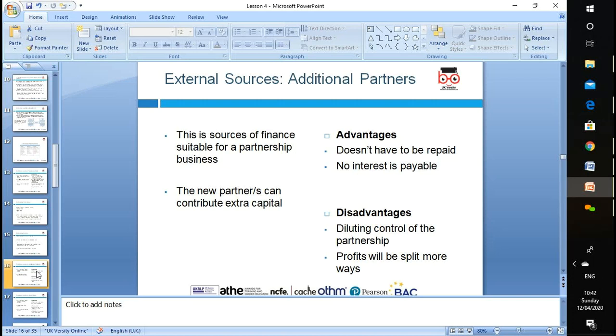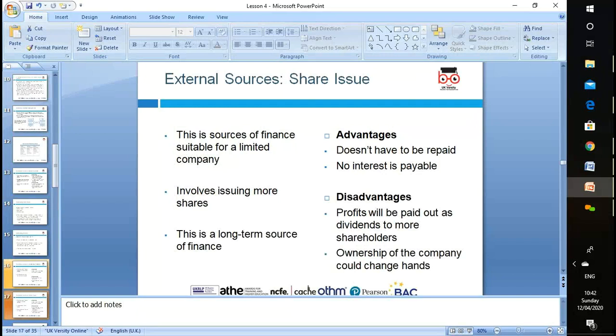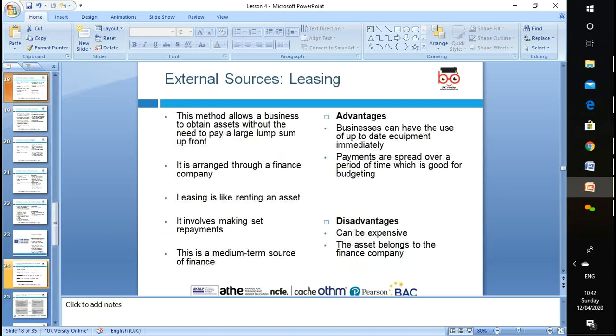So these are the sources of finance suitable for the partnership business. The new partners can contribute extra capital. The advantage is you don't have to repay and there is no interest, but the disadvantage is diluting control of the partnership, and the profit will be split between more people. So that's what we need to look around. External sources suitable for a limited company involve issuing more shares, a long-term source of finance. It doesn't have to be repaid, no interest, and the disadvantage is that profit will be paid out as dividend.